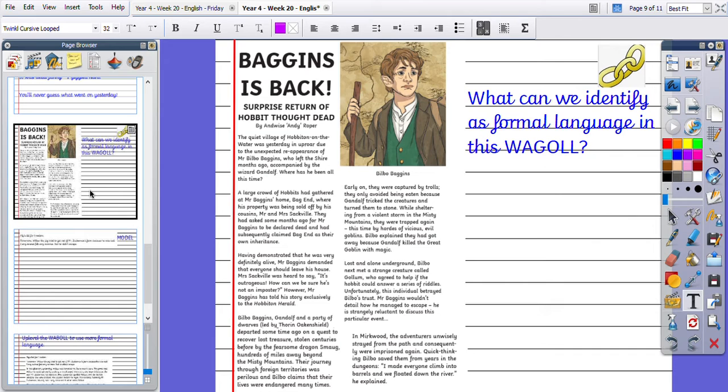Okay then, moving on to a waggle. We need to have a look for some more formal language. So, Biggins is back. Surprise return of Hobbit thought dead.